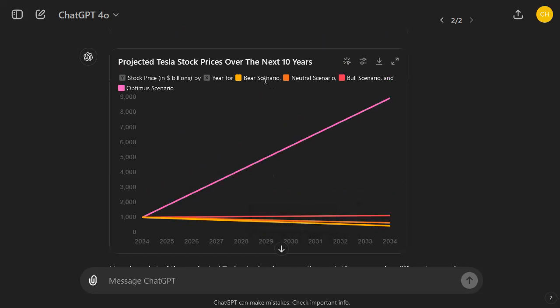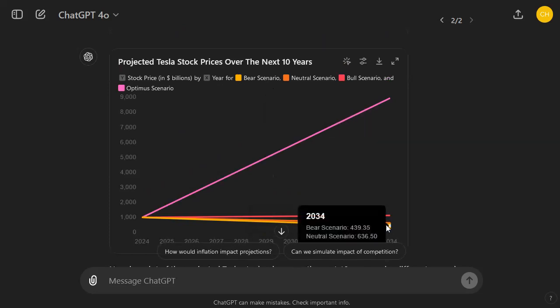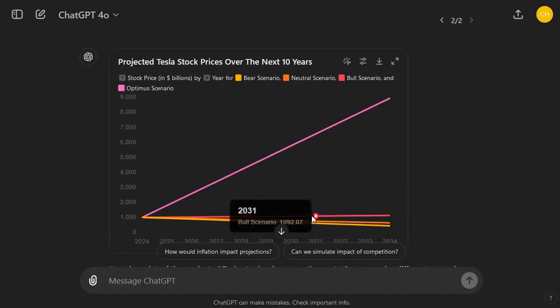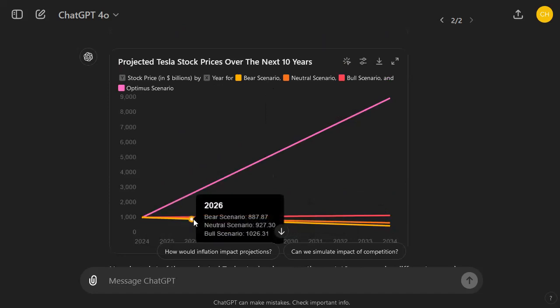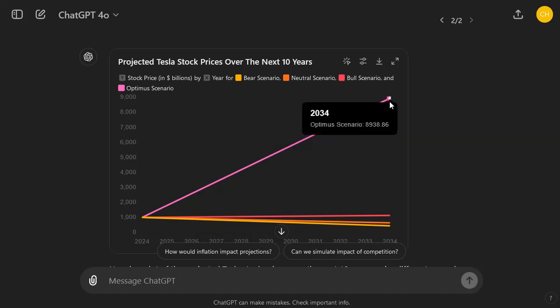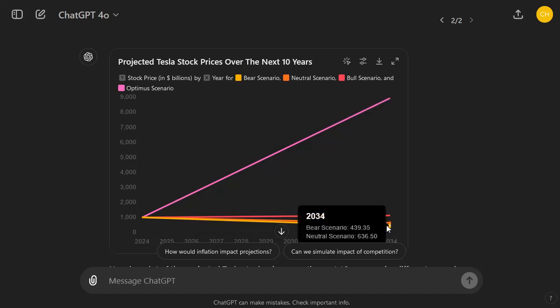Bear scenario, why is it negative? Neutral. This is not negative. Okay, so yeah, this would be the stock prices. Stock prices of $1,000 would be fair, I guess. But as I said previously, the Optimus scenario just dwarfs all other.